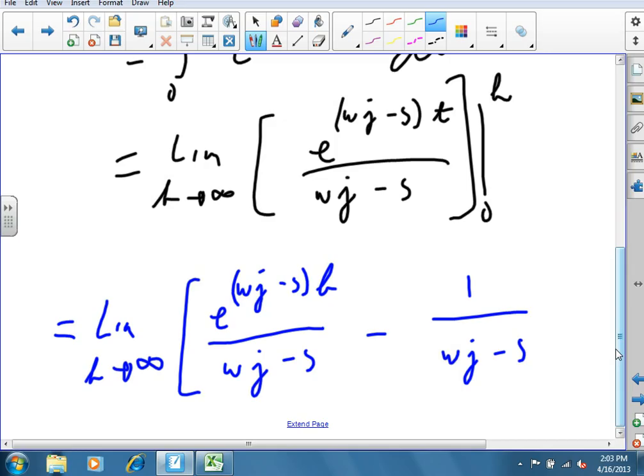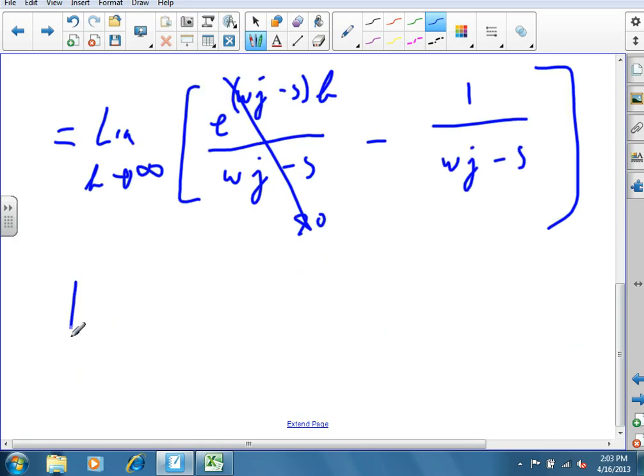All right, now, as b goes to infinity, as long as minus s is smaller than j omega, this becomes 0, and this whole thing goes to 0 as we go to infinity. So the Laplace transform is going to be minus 1 over omega j minus s.